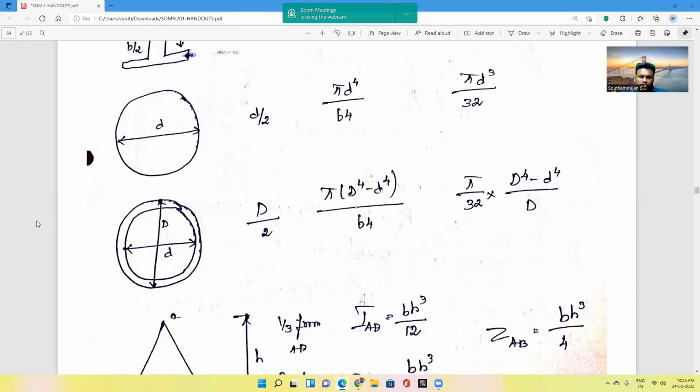So next we will go through the formula for a hollow section. The Y value for the hollow section will be D by 2. The moment of inertia value for the hollow section will be pi by 64 into capital D power 4 minus small d power 4. That will be the moment of inertia value. Next, the sectional modulus equal to pi by 32 into (capital D power 4 minus small d power 4) divided by D. So those will be the formulas for the hollow sections.